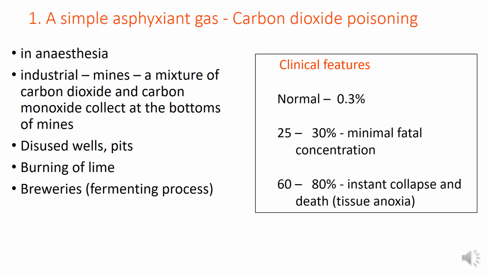Right. Discussing simple asphyxiant gases, the most important one is carbon dioxide poisoning. We are not going to discuss it in detail. It is used in anesthesia, and it can also accumulate in industrial mines. So there may be accidental poisoning. Examples: disused wells, pits, burning of lime, and breweries with fermentation. There may be emission of lots of carbon dioxide.